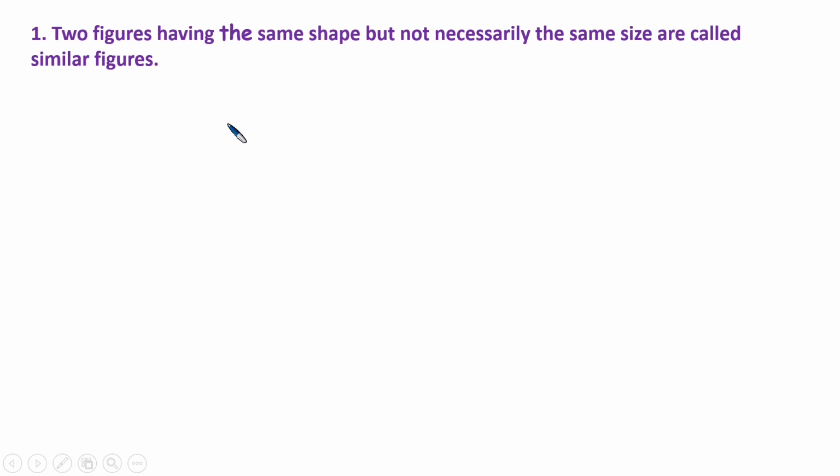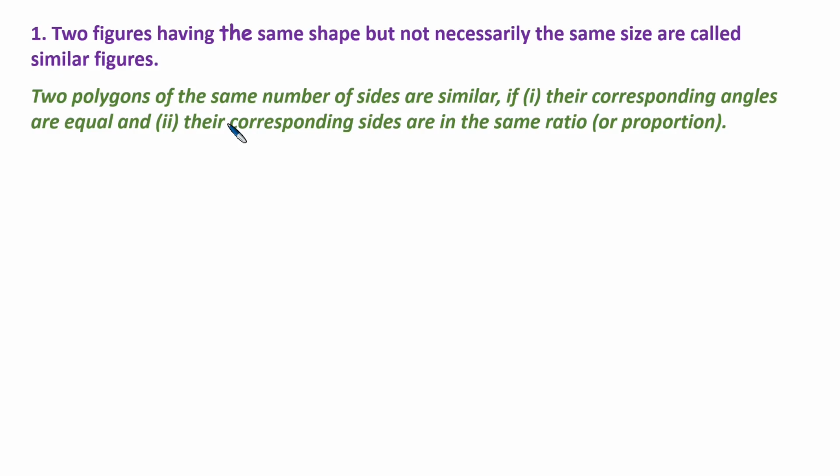Let us start with point number 1. It says that two figures having the same shape but not necessarily the same size are called similar figures. One can be small, but the shapes are the same. Only the size is different. Two polygons of the same number of sides are similar. Polygon means you have many sides. Like a triangle is a polygon, a square or quadrilateral is a polygon, a pentagon is a polygon with 5 sides.